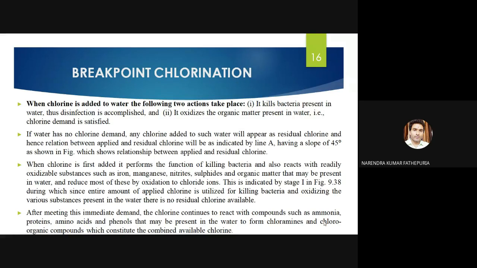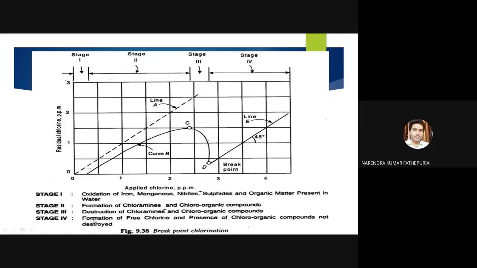Hence, the relation between the applied and residual chlorine will be indicated by a line. This is the graph. Residual chlorine on y-axis and applied chlorine on x-axis. 0, 1, 2, 3, 4. You must have done in your environmental engineering laboratory the residual chlorine demand. So this is the breakpoint chlorination point where the residual chlorine amount will reduce up to a certain limit.